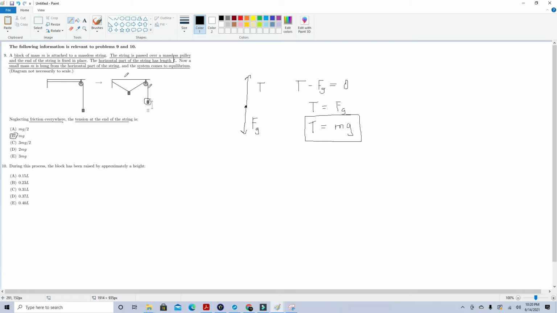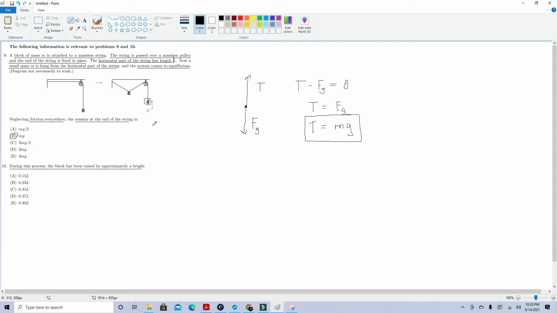Notice that this additional mass didn't change the tension whatsoever, showing that all this extra stuff was just clutter. If you just draw a simple free body diagram and think about what's really going on, this first part of the question can be solved quite easily. The second part is a little more tricky. During this process, the block has been raised by approximately a height.